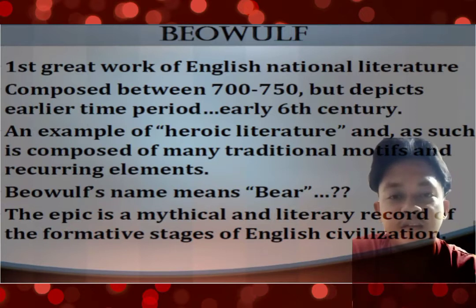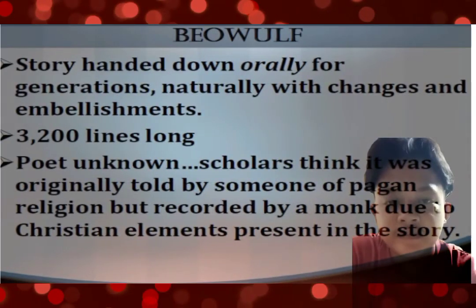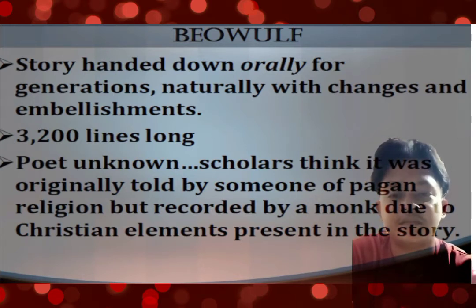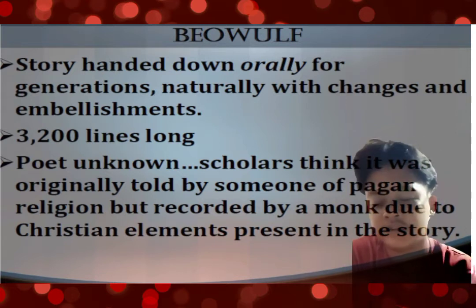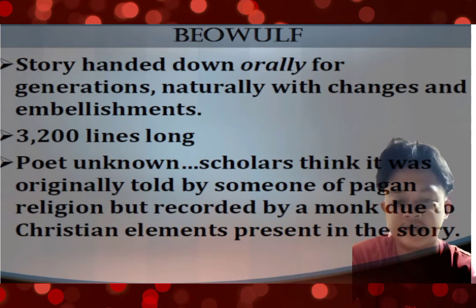The epic is a mythical and literary record of the formative stage of English civilization. It is the first great work of English national literature. Beowulf is a story handed down orally for generations, naturally with changes and embellishments. It is 3,200 lines long. As generations passed from Old English to Modern English, these 3,200 lines relate the exploits of Beowulf's heroic acts and his successive battles with a monster named Grendel, Grendel's revengeful mother, and a dragon.